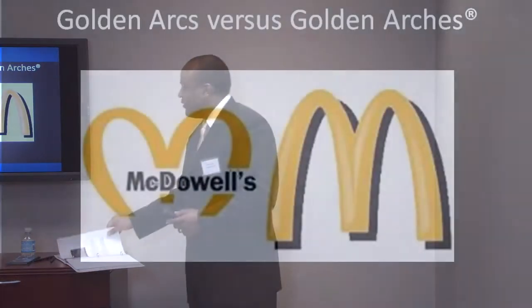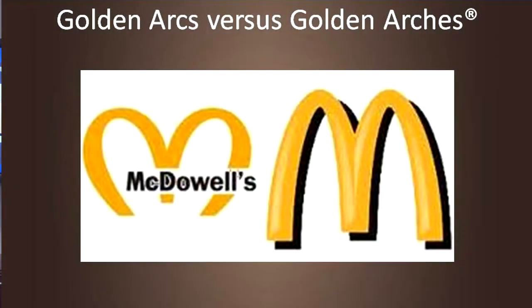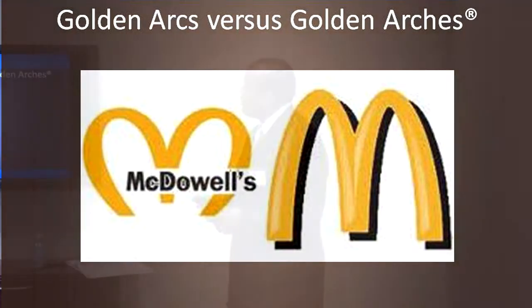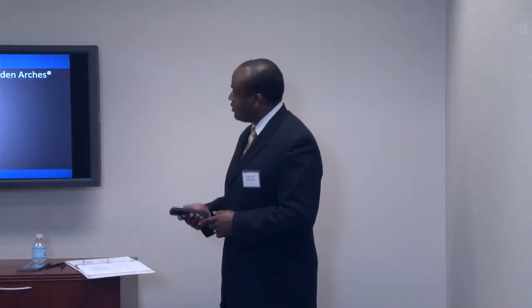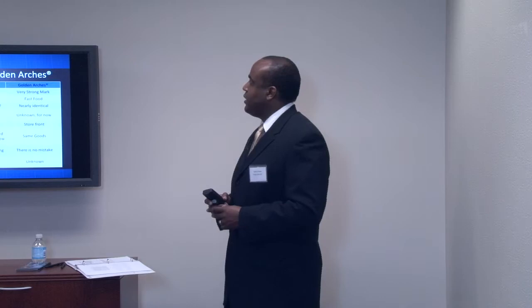Now that's hilarious to me. I'm sorry. But let's go through this in detail. Okay, we're going to use this as an example of showing trademark infringement at its finest. Okay, so here you have McDowell's golden arcs versus McDonald's golden arches, right? I mean, clearly just looking at it, you can see the similarity. And here, there we go. All right.